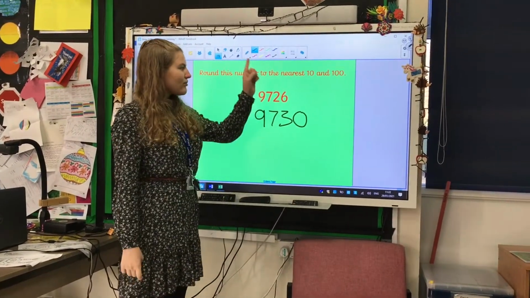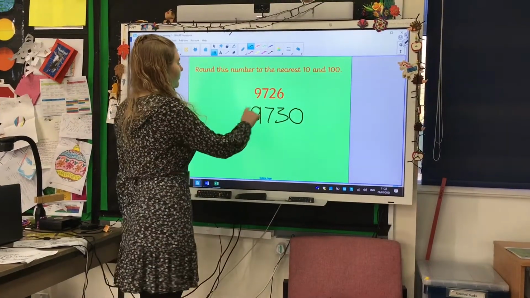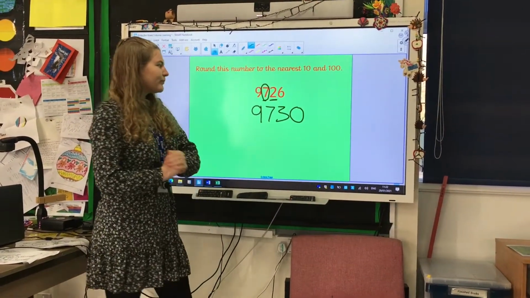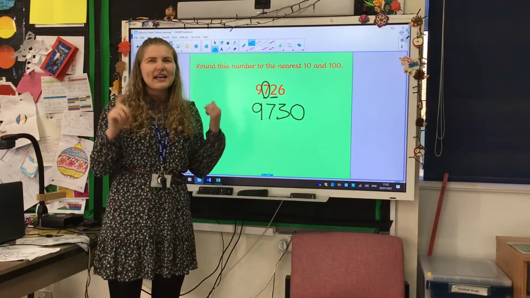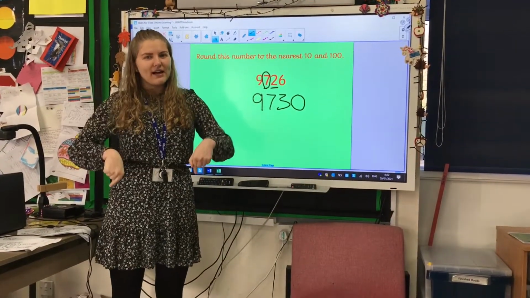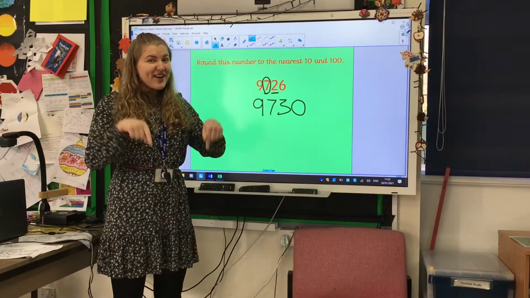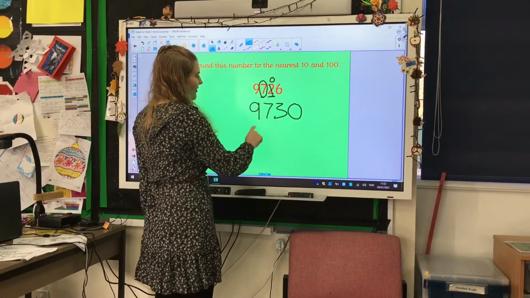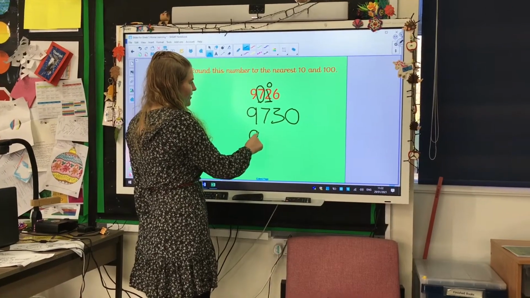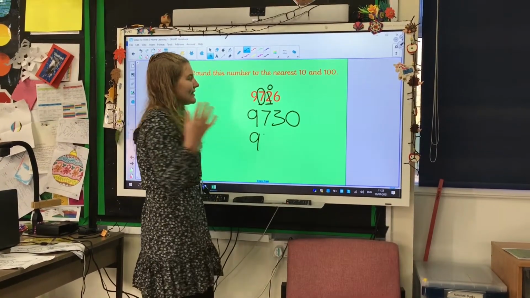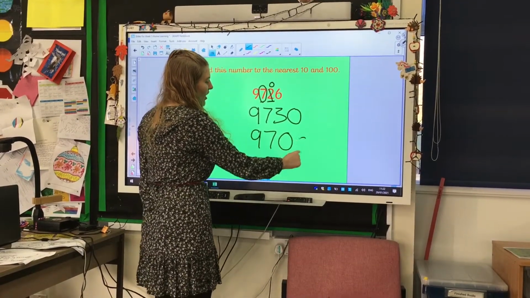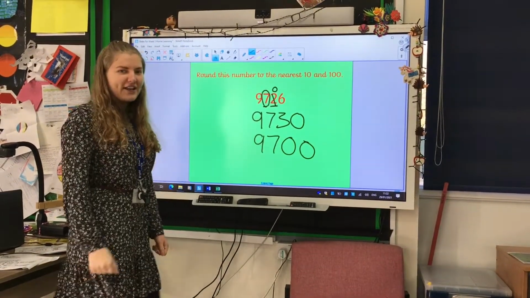Right, now we're going to round to the nearest 100. So let's circle the hundreds, underline next door. Have a think about that too. Is that going to round up? Is it going to round down? It's going to round down, okay? So that's going to become a 0. So the answer to 9,726 rounded to the nearest 100 is 9,700. Hopefully you all got that.